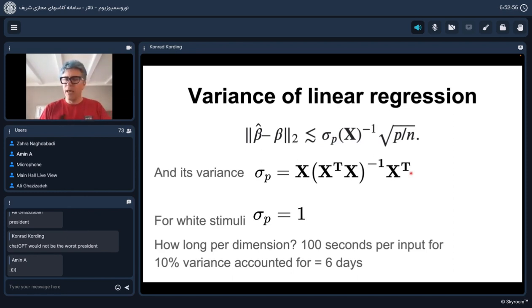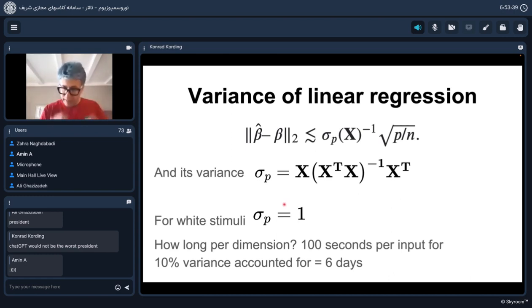Now, if the stimuli are white, then X transpose X is the identity matrix, sigma P is 1. Great. But imagine the stimuli were white, so X transpose X is the identity matrix, the expected value of that. How long would it take us per dimension? Well, depends on how you think about it. Neurons on average spike once per second. So if you want 10%, you need 100 seconds per input. And you have about 10,000 synapses for cortical neurons. So you can say 6 days if we calculate it like that, if the stimuli were white.